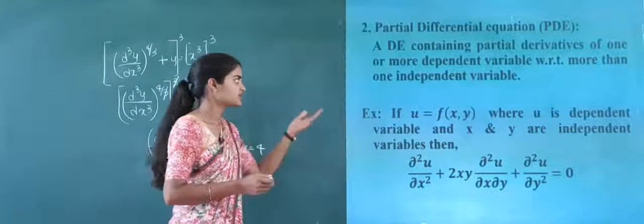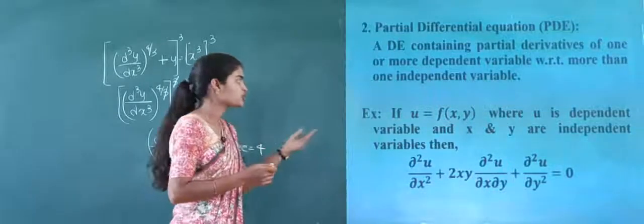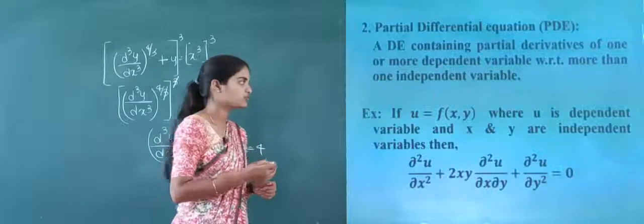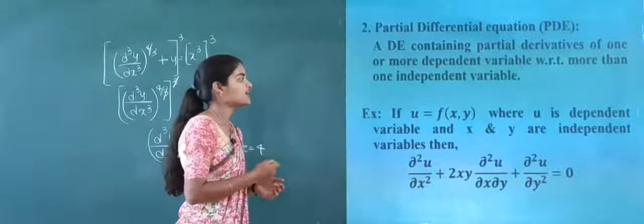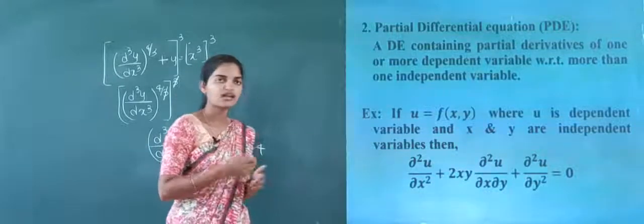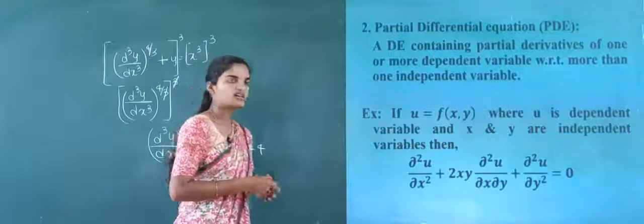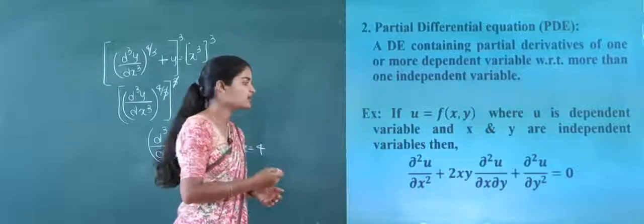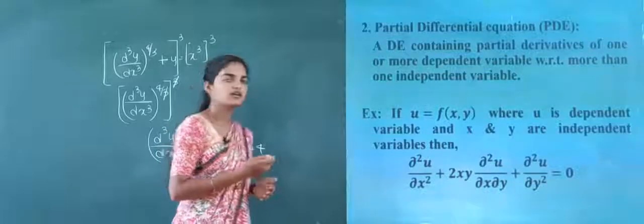Independent variables. Yes, that is what our PDE or partial differential equation is. So with an example I have taken, that is if u is equal to f of x y, where u is a dependent variable and x and y are independent variables, then for this function u is equal to f of x y, I can take one partial differential equation as dou square u divided by dou x square plus 2xy into dou square u divided by dou x into dou y plus dou square u divided by dou y square is equal to 0.